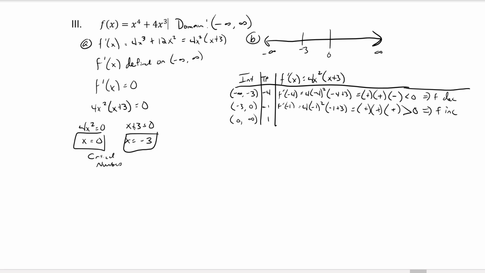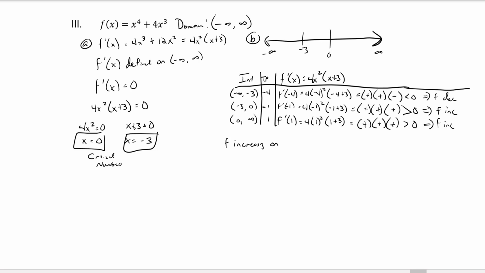And then from 0 to infinity, our test point was 1, so f prime of 1 is 4 times 1 squared times 1 plus 3. That is positive times positive, since 1 squared is positive and 1 plus 3 is 4, which is positive. So the derivative is greater than 0, which again tells us f is increasing.